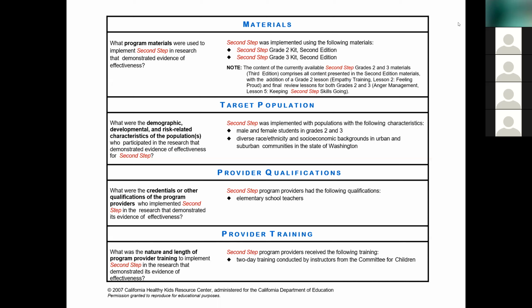Okay, and now finally, the last piece on this page is about training. What is the nature and length of the training required to provide this particular service? You'll see for a second step, it's pretty straightforward. They want the elementary school teachers to have participated in a 2-day training that's conducted by instructors from the Committee for Children. Pretty simple, straightforward. Yours may be more complicated.